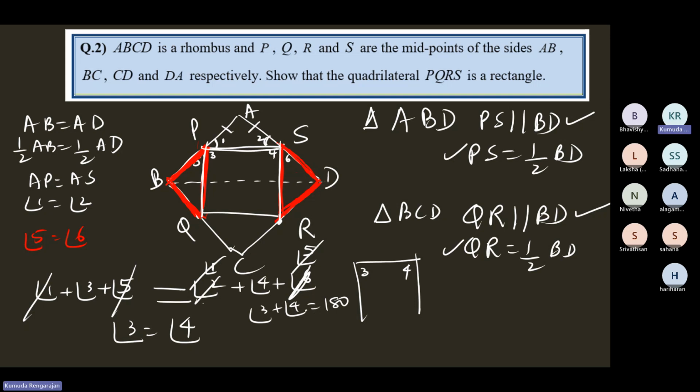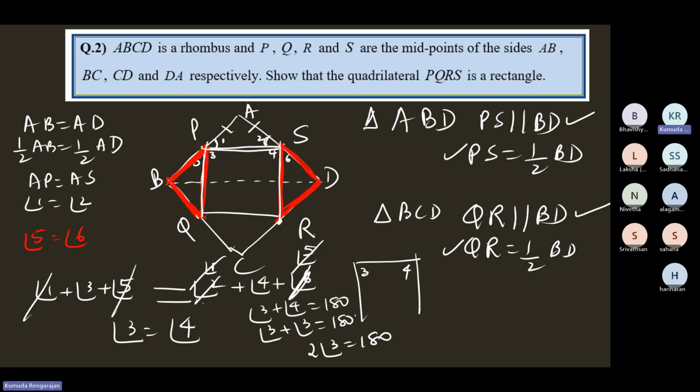So angle 3 plus angle 4 is 180. Angle 3 plus angle 3 is 180 because 4 and 3 are equal angles. Angle 3 is equal to angle 4, so twice angle 3 is equal to 180. Angle 3 is equal to 180 by 2, 90 degrees. So you have proved that angle 3 is 90.